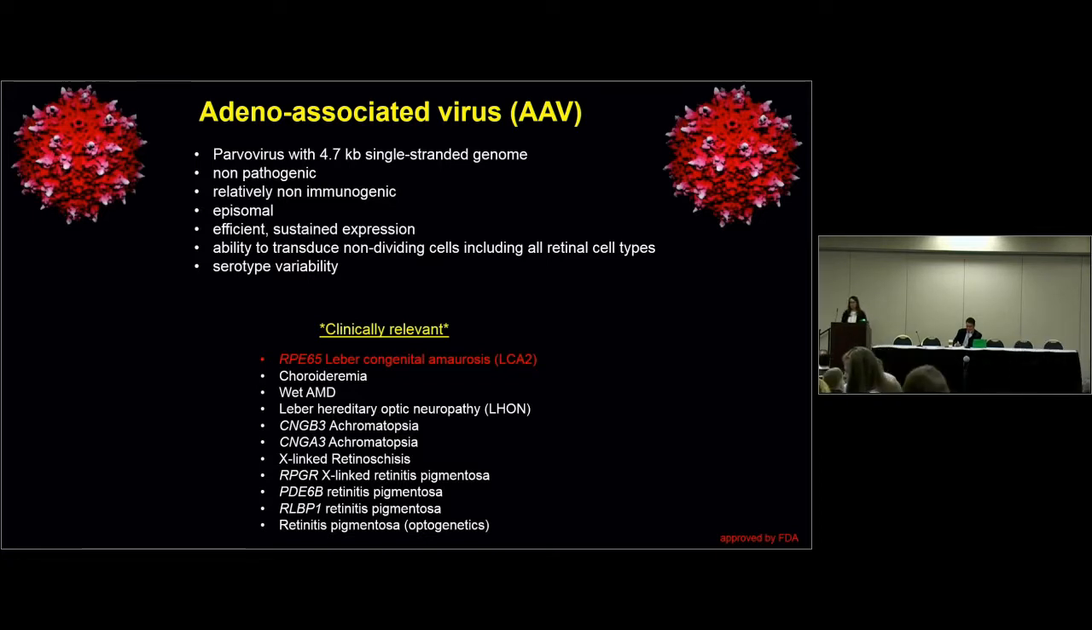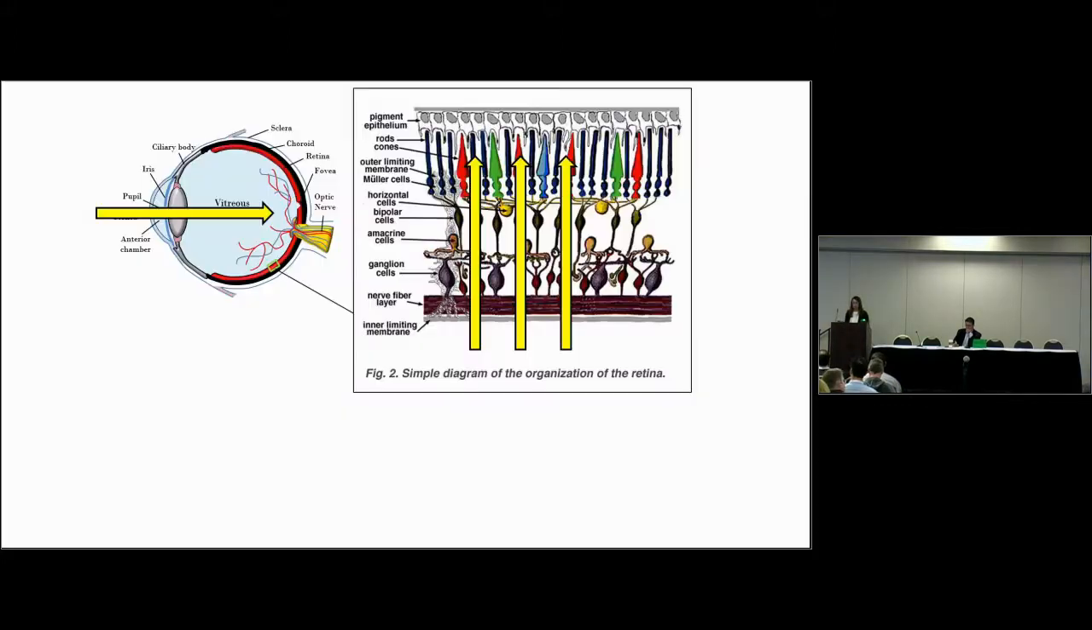So I've listed for you here all of the diseases for which AAV has been used in a clinical trial. These are either ongoing or completed. And of course, everyone in the room knows that the RPE65 form of LCA2 just had a gene therapy approved for its treatment just a couple of months ago. So it's a really exciting time in the field of retinal gene therapy.